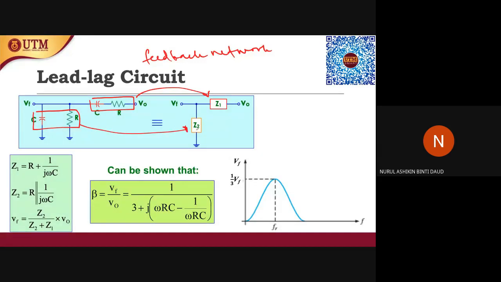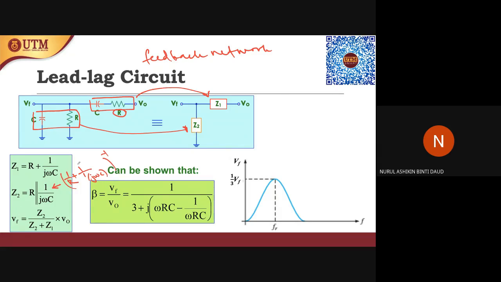We know that Z is the impedance. So Z1 equals the impedance of the resistor, R, plus the impedance of the capacitor, which is 1 over j omega C. For Z2, since it is parallel connected, it will be 1 over R plus 1 over 1 over j omega C, and then inverse. So this is the impedance for Z2.